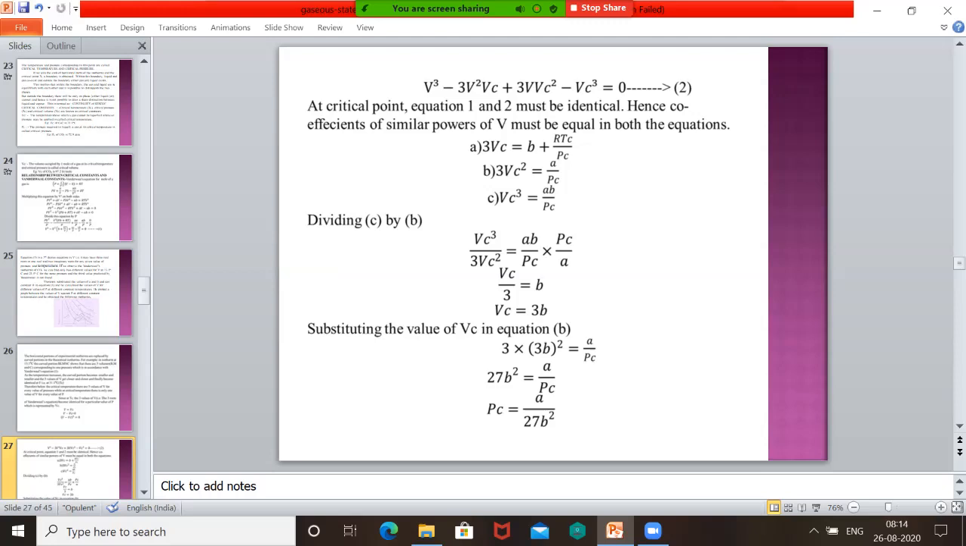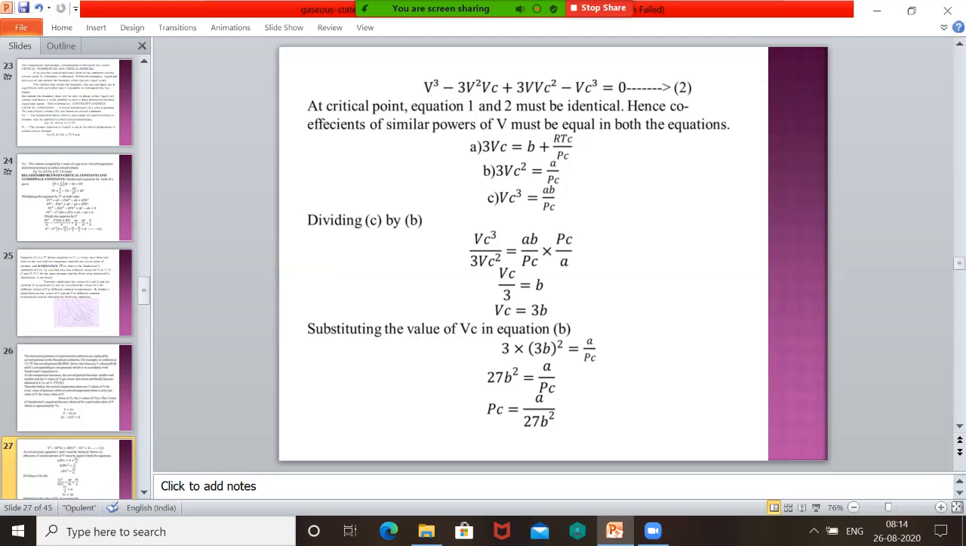And what is the constant term? Vc cubed is equal to AB by Pc. This is by comparing equation 1 and equation 2, and this is an important part. Now, B and C are there. We divide C by B.